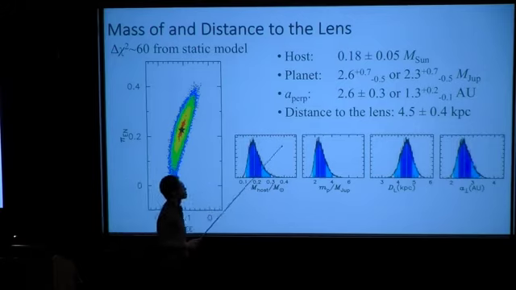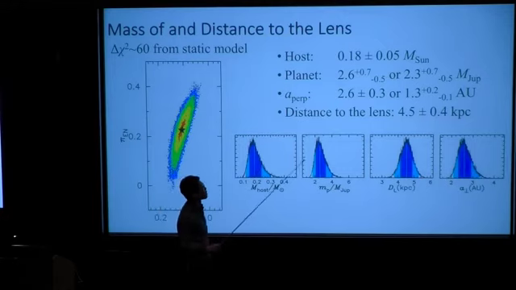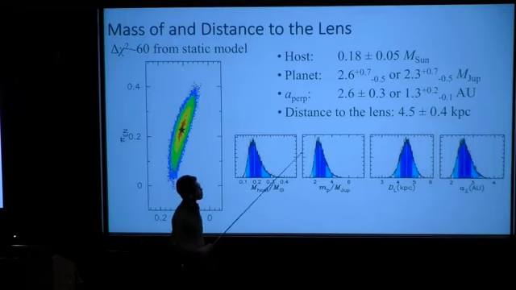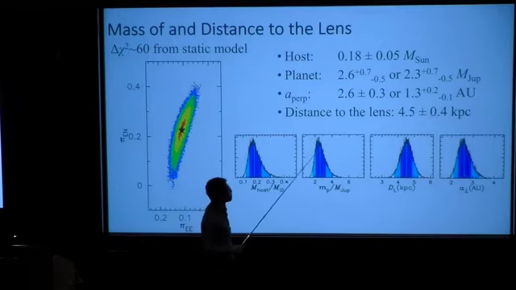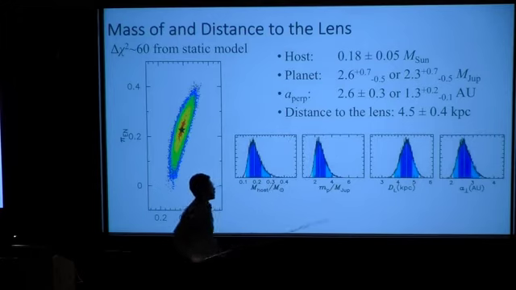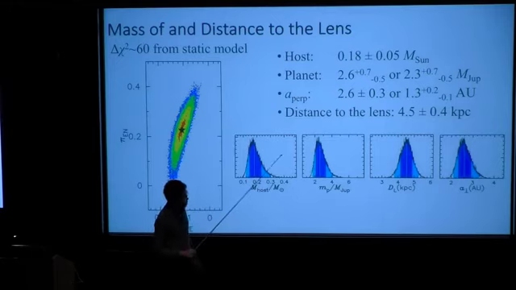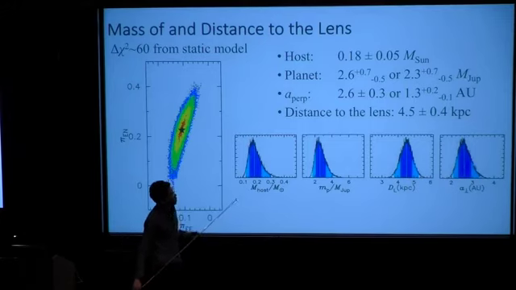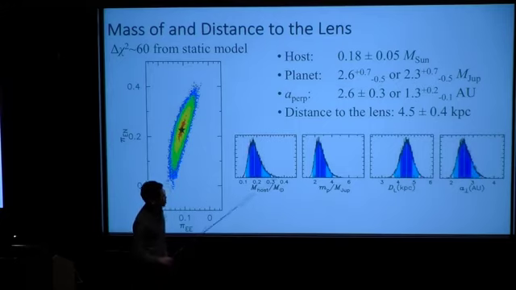The host star has a 0.2 solar mass, and the companion object has a 2.6 or 2.3 Jupiter mass for wide and close solution. And the projected star and planet distance is 2.6 or 1.3 AU for wide and close solution. And assuming the source star is 8 kiloparsec from us, the lens system is located at 4.5 kiloparsec from us. So maybe this system belongs to the galactic disk.